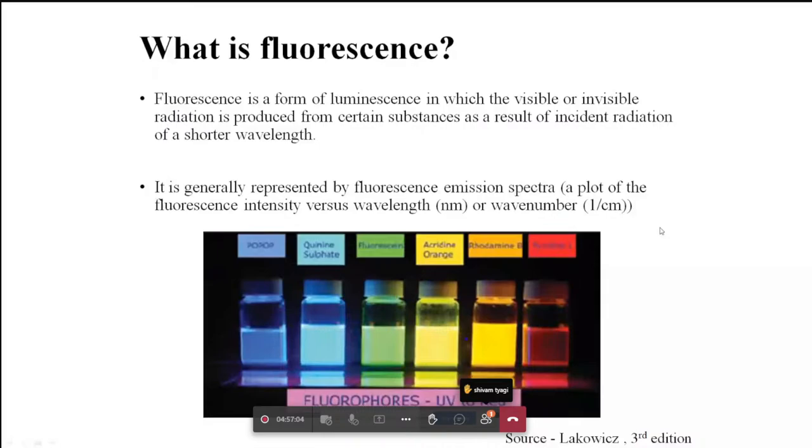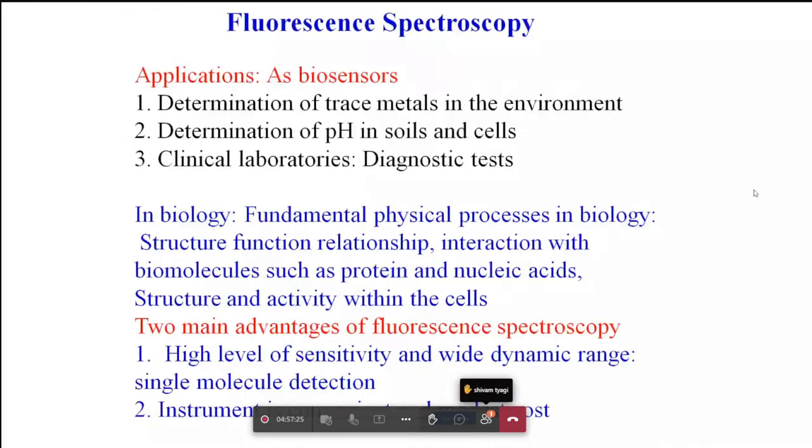Today you can do a lot of things. It's more or less maintenance free for a few years and very simple to use, but you can do wonders using fluorescence spectroscopy or fluorescence microscopy. Applications include biosensors, determination of trace metals in the environment, determination of pH in soils and cells, and clinical laboratory diagnostic tests.